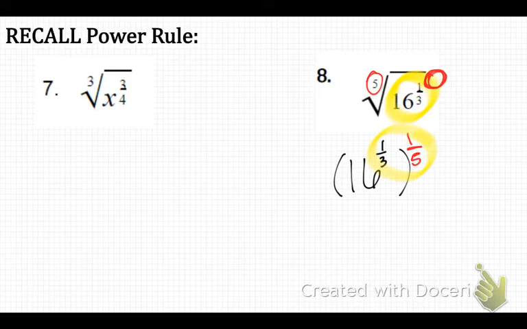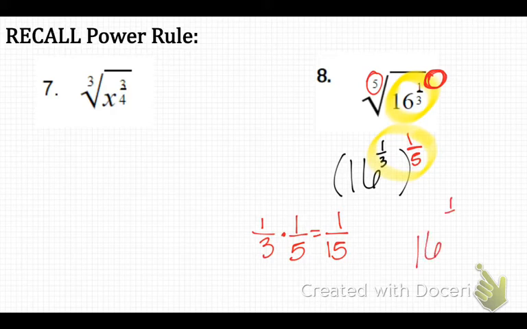So what do I do to those exponents? What does the power rule tell me? To multiply normally. So I have 1/3. I do distribute, so that means 1/3 times 1/5. And I multiply across. What is 1 times 1? 1. And what is 3 times 5? 15. So that means I have 16 to the 1/15th power as my final answer. That's it. Because this one we leave it in exponential form.